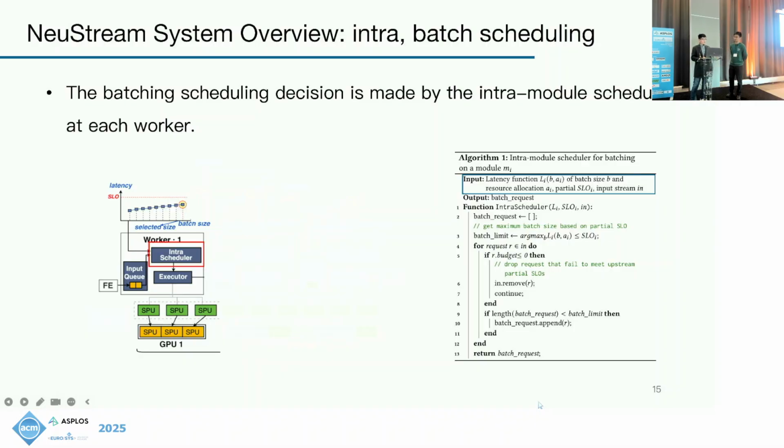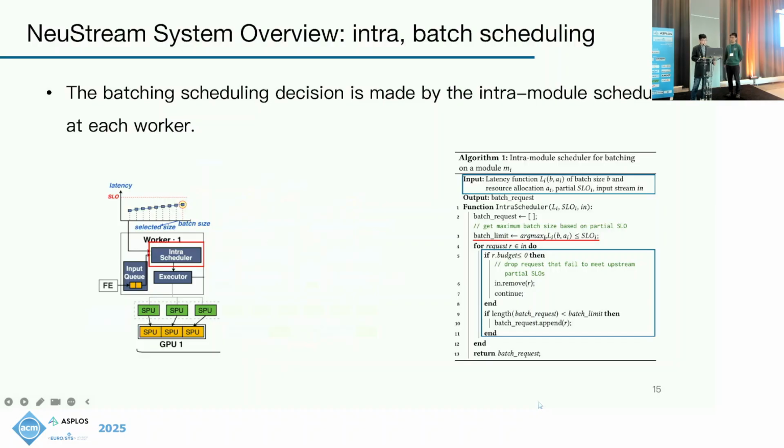Larger batches can improve the throughput, but excessively large batches may violate the SLO, thereby reducing output. We first determine the upper limit for the batch size based on the module's partial SLO, and then iterate through all requests in the input stream. Requests with a negative budget are discarded in this loop. The budget refers to the surplus time accumulated in the previous modules when their completion time is earlier than the corresponding SLO. A request will be scheduled if its upstream SLO is satisfied, and the batch size does not exceed the limit after adding it.